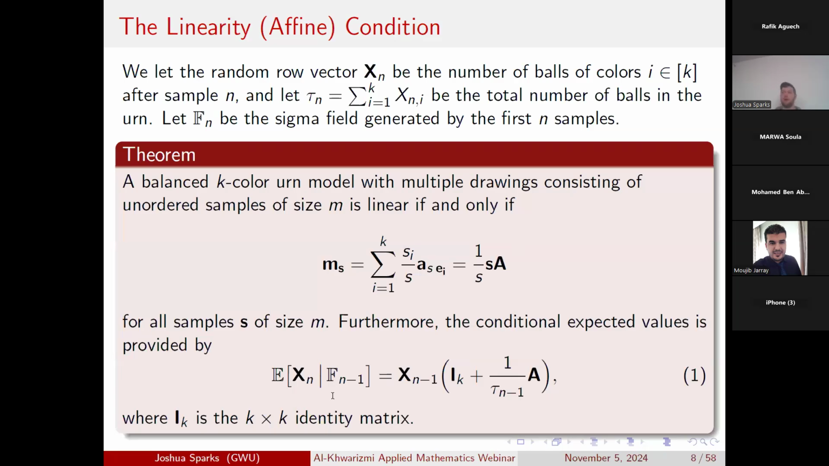And in doing so, based on the sigma field that comes beforehand, we can find the conditional expectation of X_n given what happened beforehand. So basically whatever the construction was at X_{n-1} multiplied by an identity matrix plus this fractional proportion of 1 over tau_{n-1} times our A matrix. This is where the linearity comes into place, where you see that it's our previous vector times a linear function of the A matrix that we can compose.